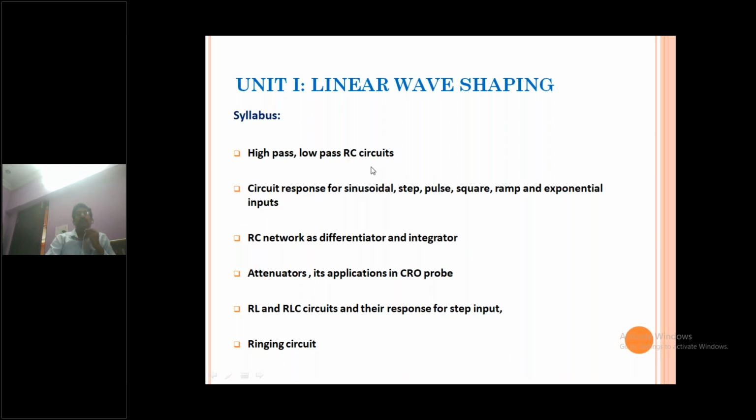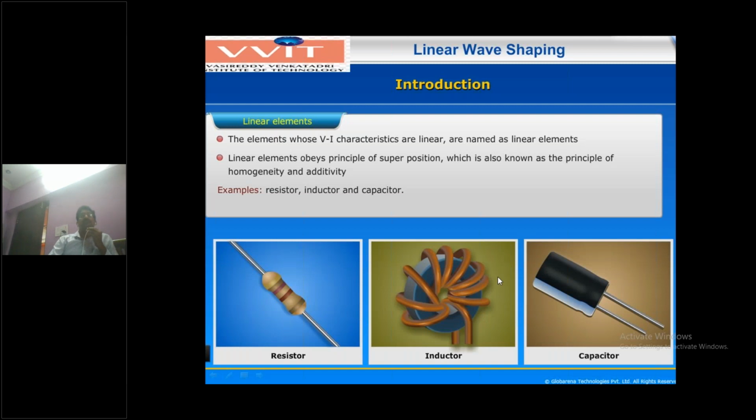Now I'm going to what linearity is, and linear elements. You know that linear elements are nothing but resistor, inductor and capacitor. Circuits with these elements obey the superposition principle. Already I told that the superposition principle is nothing but the additive property and homogeneity. Simply, the addition property: when two signals are combined, what is the output response? It is the summation of the outputs when each individual input signal is applied. Similarly, homogeneity means the scaling property. These two combined are the superposition principle. This is how it obeys it.